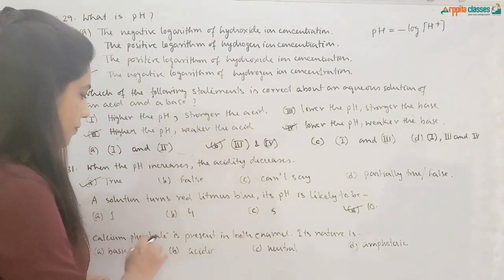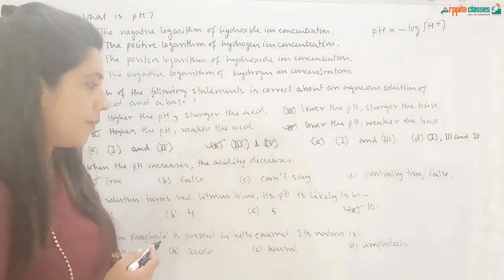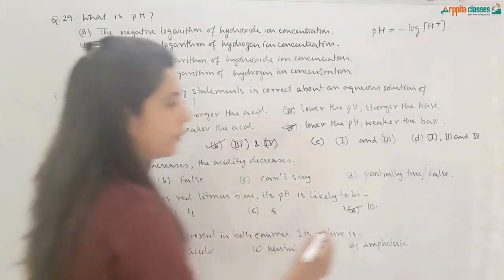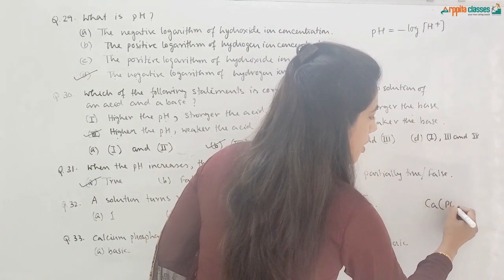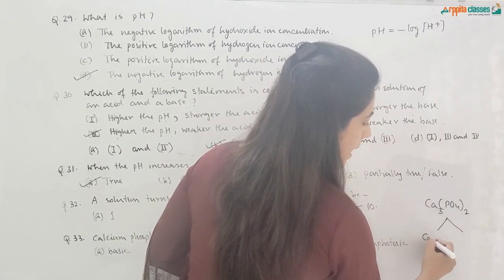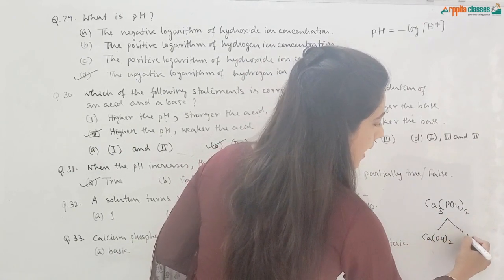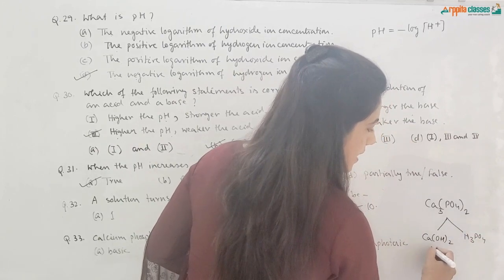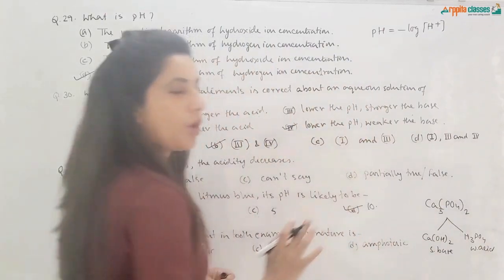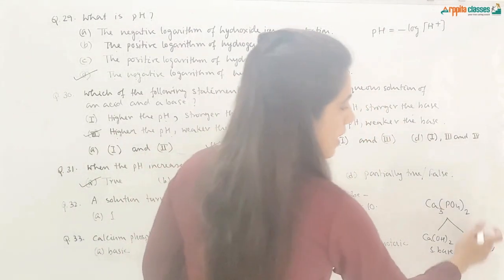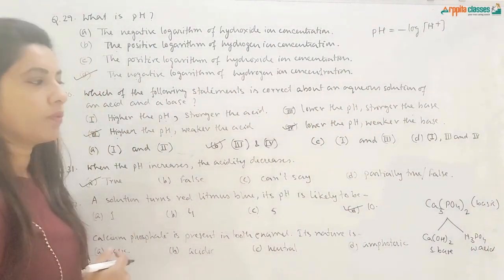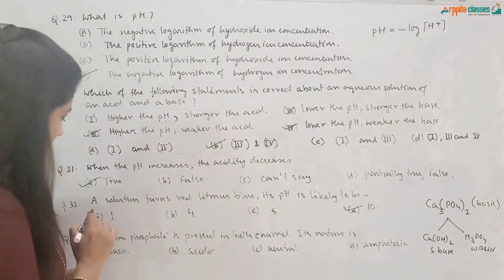Next question is, calcium phosphate is present in tooth enamel. Its nature is, now calcium phosphate is basic in nature, but how do we know it? Calcium phosphate, Ca3(PO4)2, is made up of calcium hydroxide base and phosphoric acid. This is a strong base we know, and this is a weak acid. So overall any salt which is made up of strong base and weak acid will be basic in nature. The basic characteristic of the salt will be revealed. So here it is basic in nature.